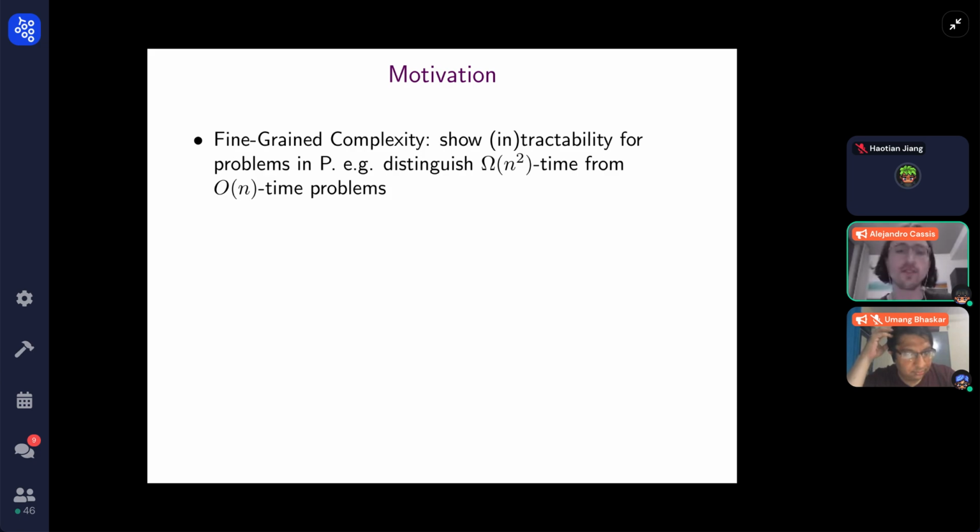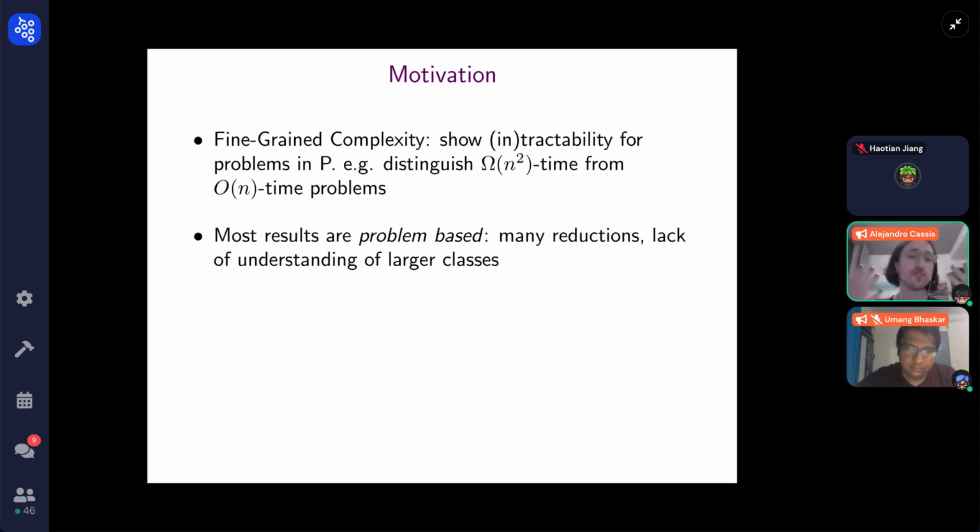To motivate this line of work, one of the goals of fine-grained complexity is to show tractability and intractability for problems that can be solved in polynomial time. For example, distinguish which problems need quadratic time from those that can be solved in linear time. There are many nice results in this field where we have conditional lower bounds for some specific problems, but most of these results turn out to be problem-based, in the sense that we know many reductions and many conditional lower bounds, but most of these are tailored for specific problems. And we lack, in general, an understanding of larger classes of problems, and in many cases, relations among problems that seem to be very similar to each other.